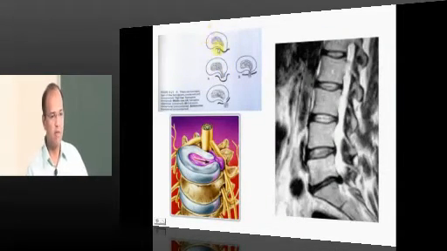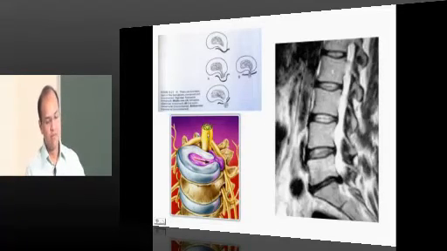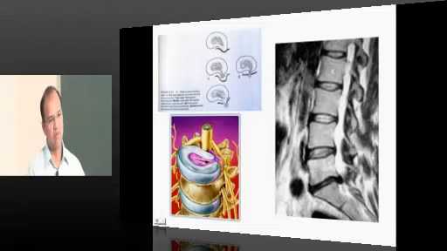So many disc prolapses have been described. This is called protrusion, this is called extrusion, this is called sequestration. Once the disc material is trying to go out, what is happening? If it goes dead central, it will press on the cord. If it goes lateral, it will press on the root.